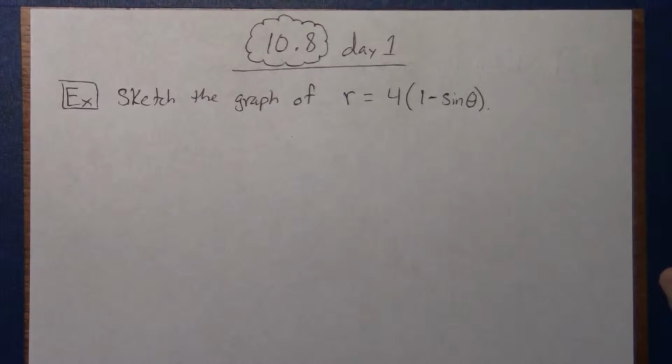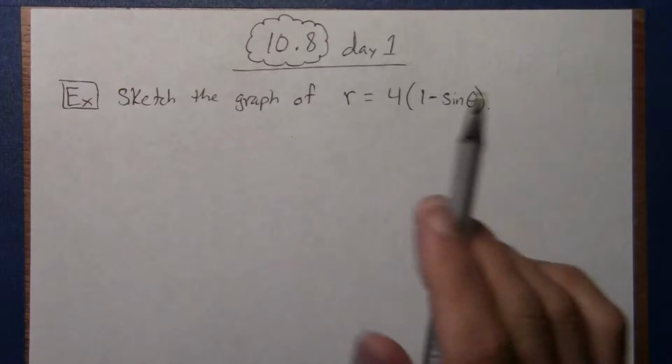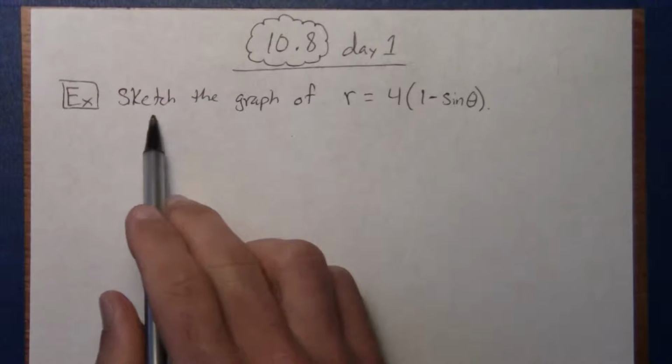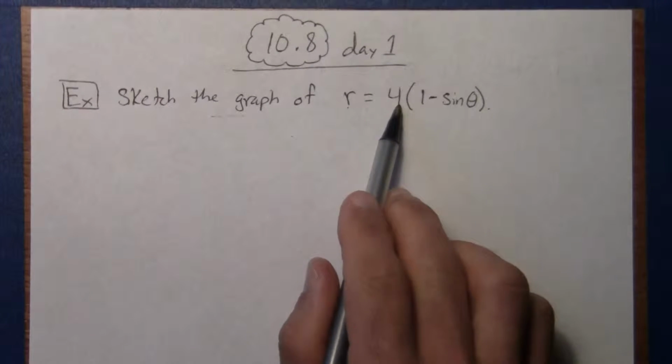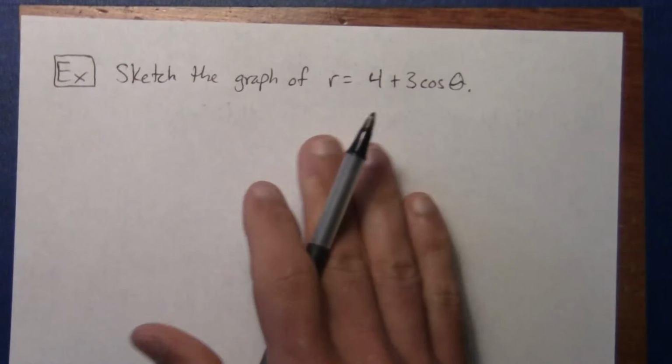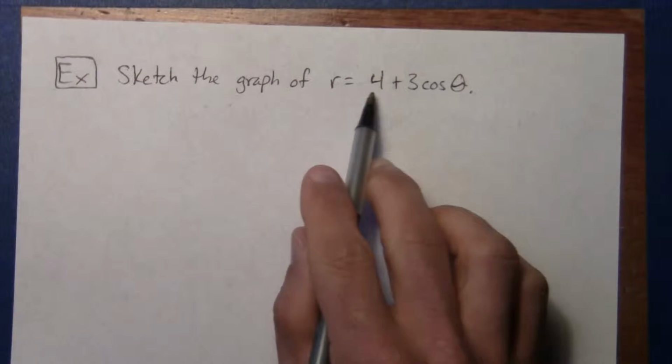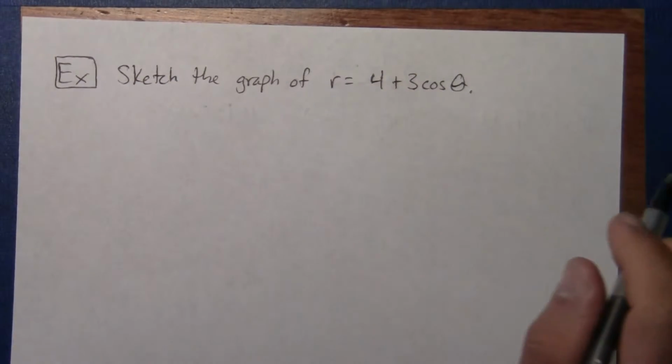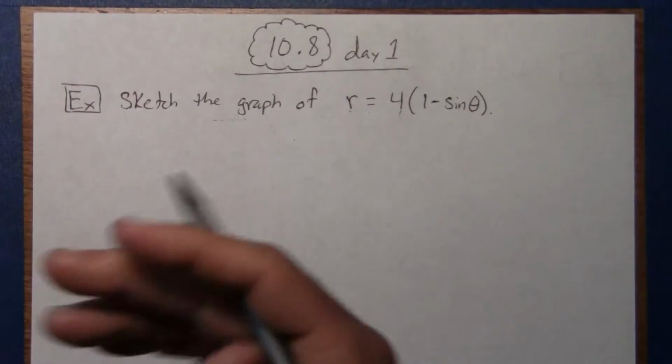Let's take a look at two problems for the 10.8 Day 1 homework help. I'm going to sketch two polar graphs. We'll sketch the graph of r is equal to 4 times the quantity 1 minus the sine of theta. And then we'll also take a look at sketching the graph of r is equal to 4 plus 3 times the cosine of theta.